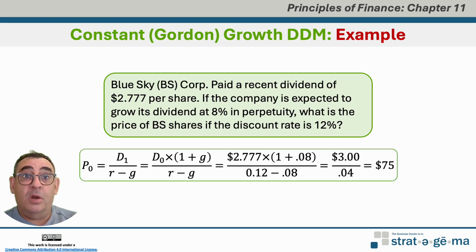We'll apply the Gordon growth model. P0 equals D1 divided by R minus G. Because we don't know what D1 is, but we know what D0 is, we can calculate D1. So we'll modify the numerator to be D0 times 1 plus G and divide by R minus G. So the current dividend D0 is 2.777. We multiply by 1 plus the 8% growth rate, so 1.08, divided by the 12% rate of return minus the 8% growth rate. That gets us to $3 in the numerator. So that means the next dividend, D1, is $3 divided by 4%, gives us a $75 stock price.